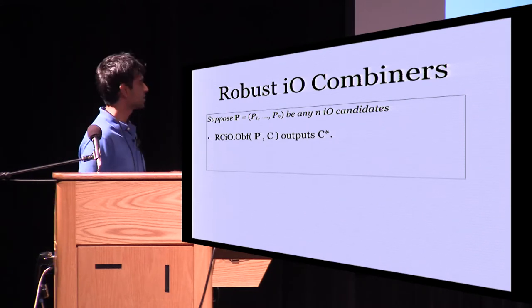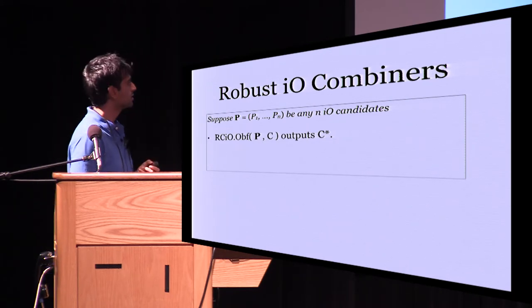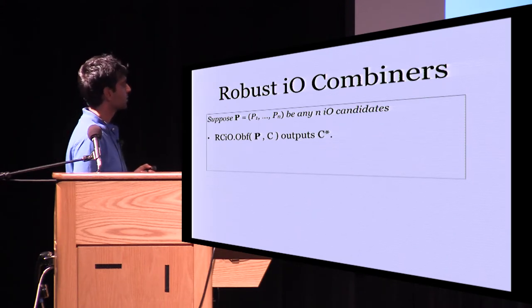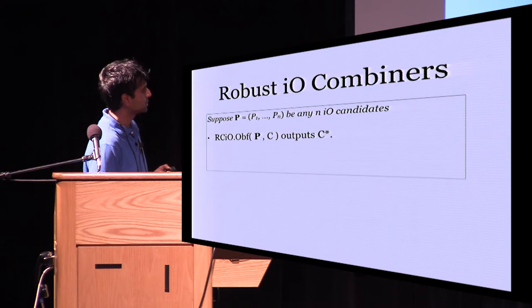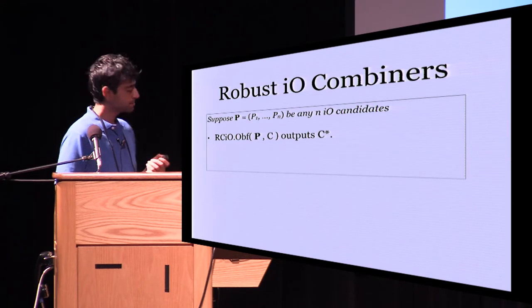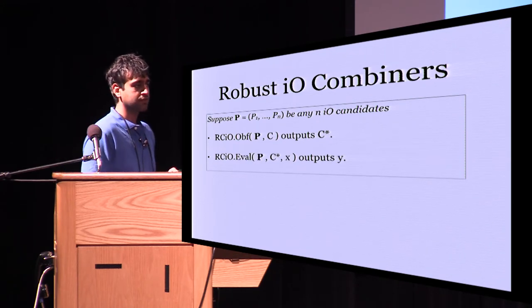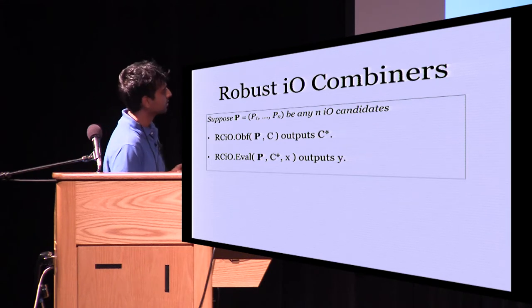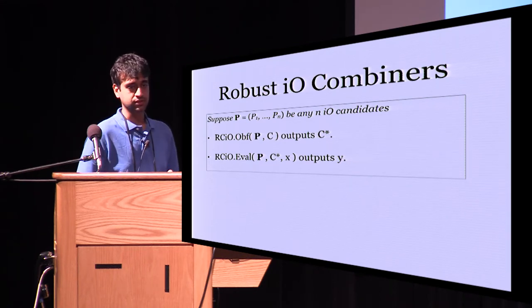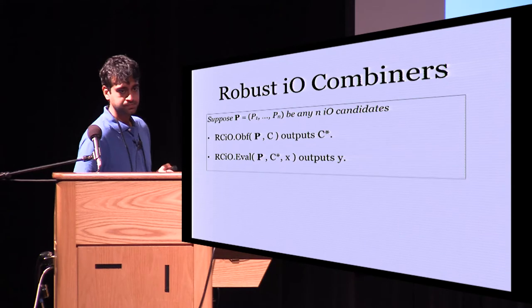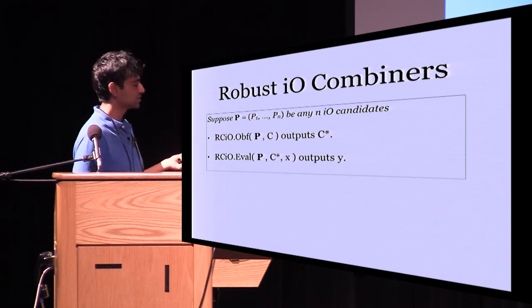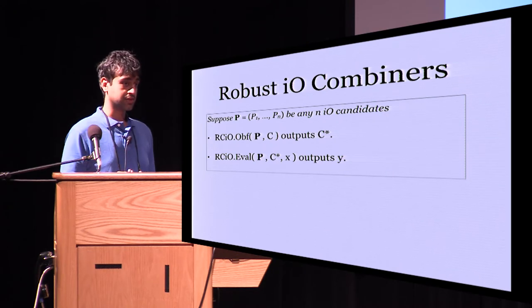The first algorithm is an obfuscate algorithm that takes as input the description of all the candidates and the circuit to be obfuscated, and it outputs C star, which is the obfuscated circuit. Then you have the evaluation algorithm that takes as input, again, the description of all the candidates, the obfuscated circuit, and the input on which you want to evaluate the obfuscated circuit, and it outputs Y. Just as in any IO scheme, this needs to satisfy two properties, which are correctness and security.